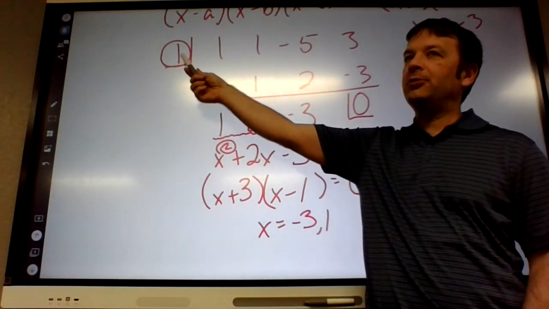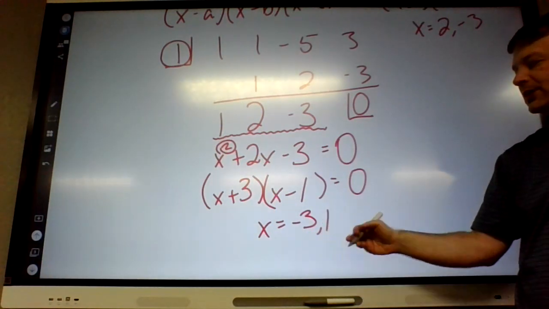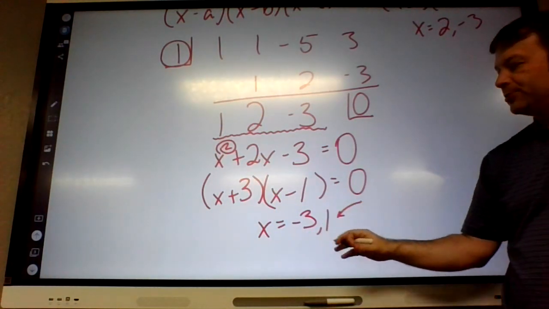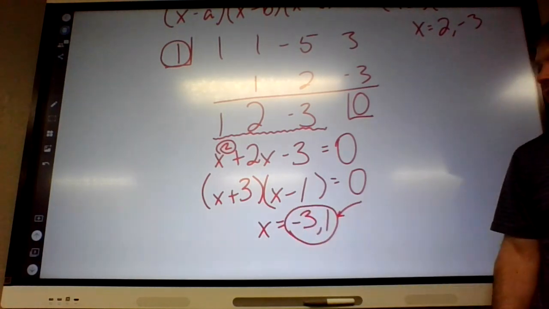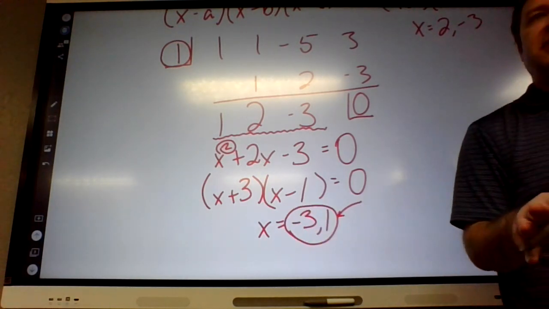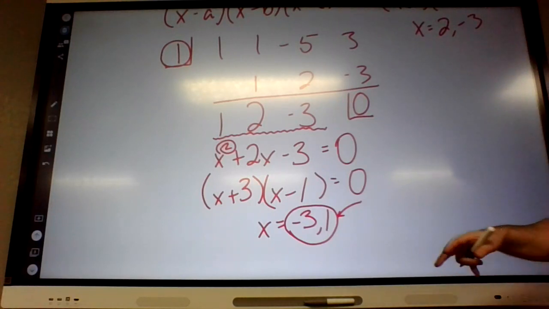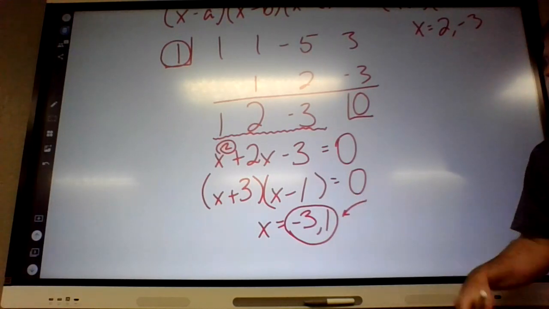1, I already knew was an answer, so it's kind of an answer twice. So it's called a double root, but basically it counts for 2 answers. So we're not actually going to get 3 different answers on this. On most of these, there are double roots, actually, on most of this assignment.